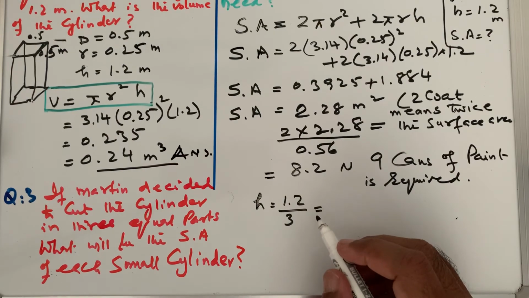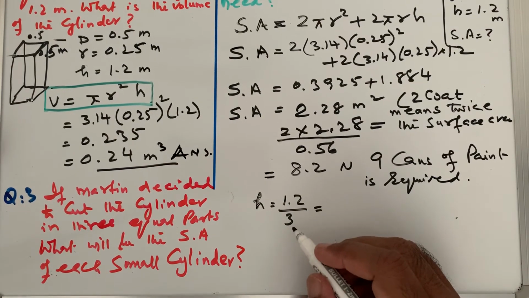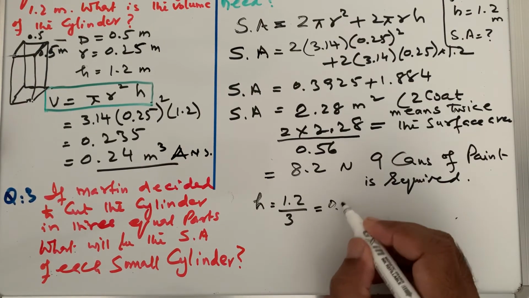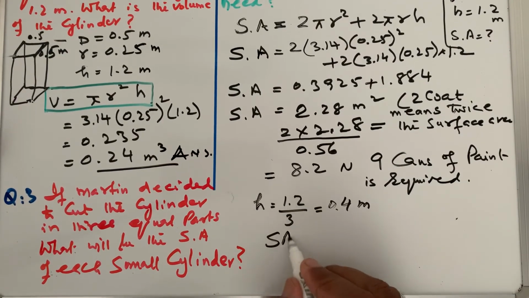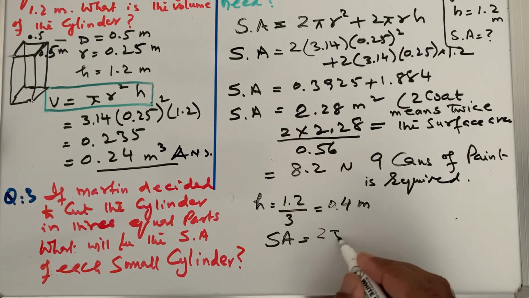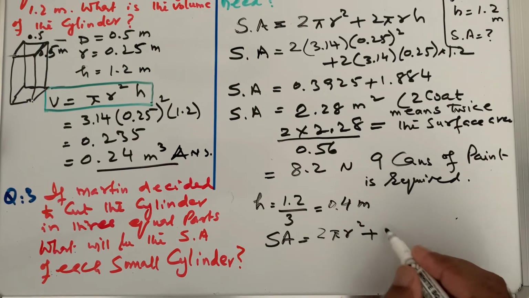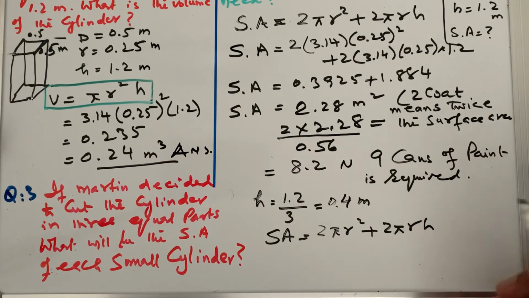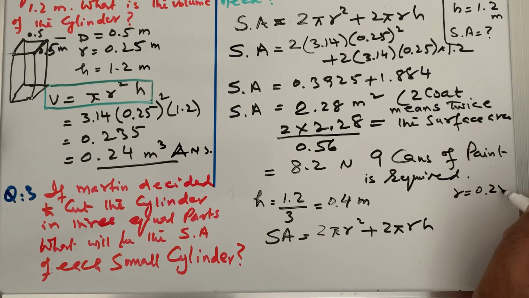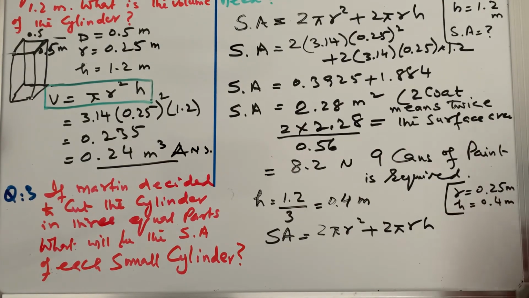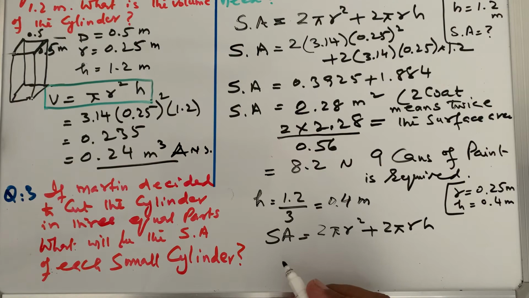1.2 is the original height, and he is making three equal, identical cylinders. So 1.2 divided by 3 equals 0.4 meter. To calculate the surface area, we have to use this height, because now each cylinder has a height of 0.4 meters, right? So surface area will be equal to 2 pi r square plus 2 pi r h, and we have everything. What is r? r is the same, which is 0.25 meter, right? The height we will use is 0.4 meter.